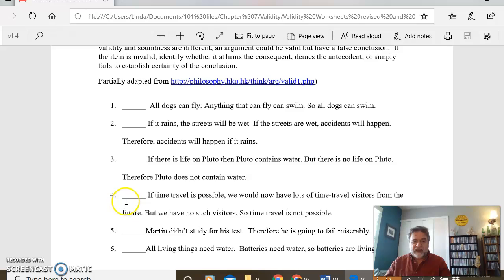4 is valid. If it's possible, we'd have lots of time travel visitors. We have no such visitors, so time travel is not possible. That's valid. And we're going to assume it's true, but if you really think about it, it gets a little wonky. If it were possible, if somebody actually were so advanced to be time traveling, again, 4, it's valid. We'll just leave it at that. And I think we can assume it's true. But hey, if somebody had mastered time travel, they're more advanced than we are, and they're smarter than we are.